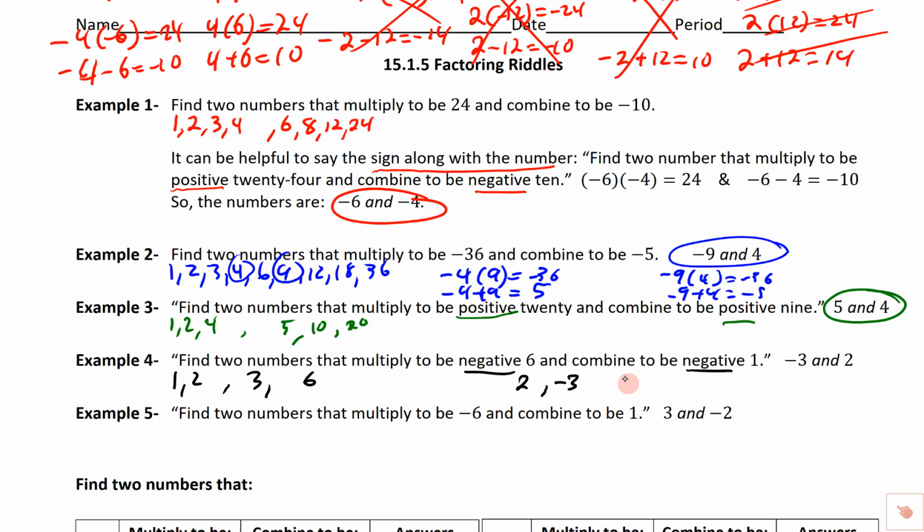So let's just double check this. 2 times negative 3, that's negative 6. That part checks out. Let's do 2 minus 3. So combine them together, I get negative 1. That checks out. So we've got our answer there.